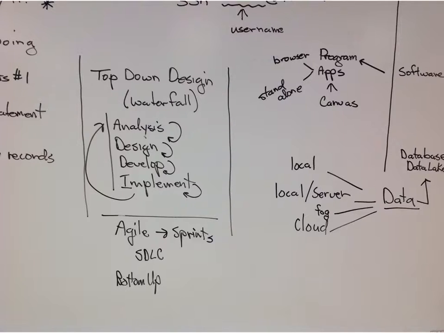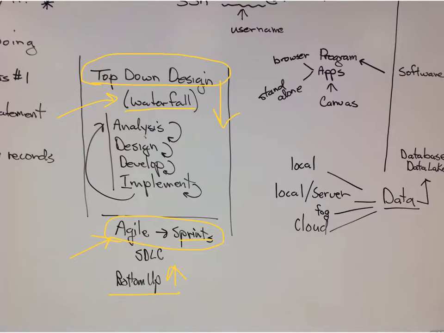A couple more things to go over. Two different approaches to whether you're talking about designing software or designing information systems. We can do a top-down, or often called a waterfall approach, or we can do a bottom-up, or maybe something more generic called agile, in which we create sprints. There is lots of information on both of these. If you want to look it up, I'll just do a little preview.